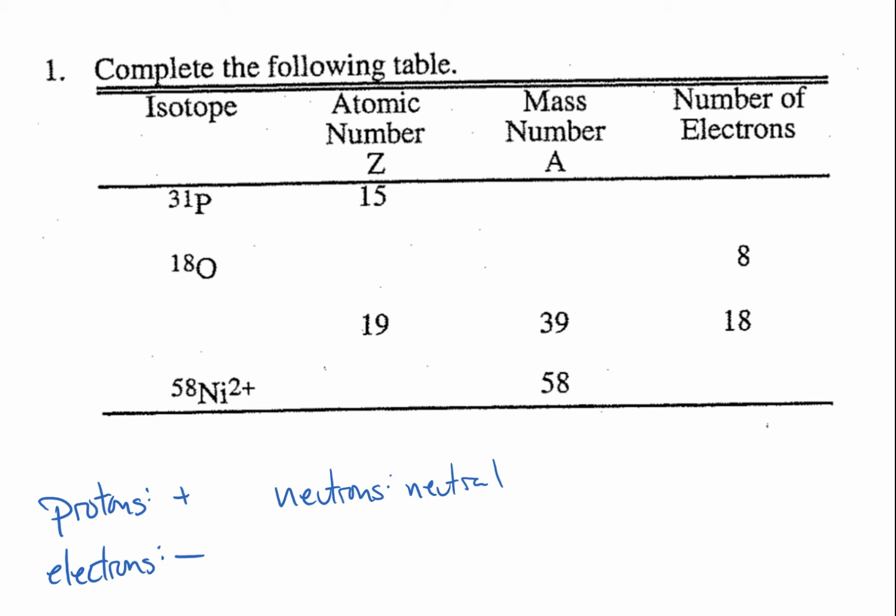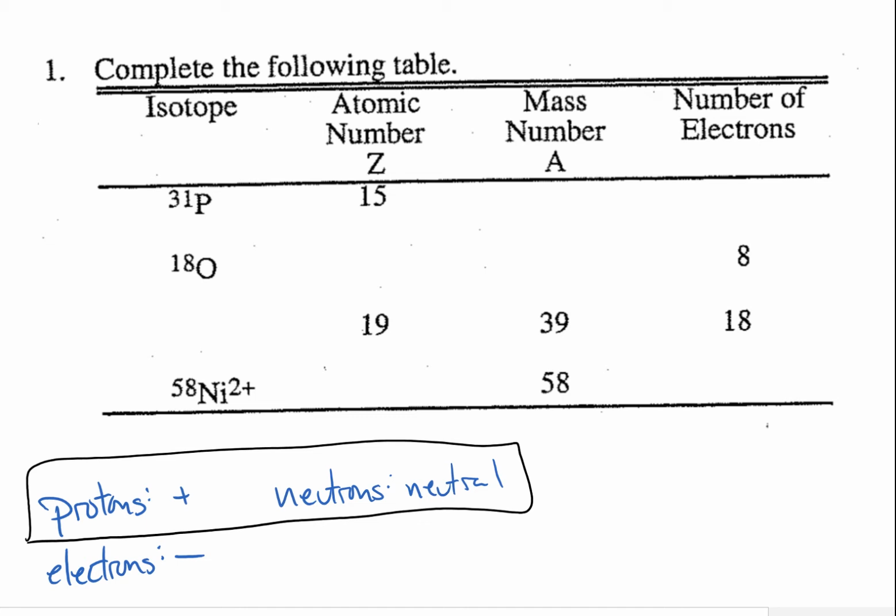Remember as well that protons and neutrons are heavy, and they contribute to the mass of the atom. Electrons are very light. So look at the chart above now. We have 4 different columns: isotopes, atomic numbers, mass numbers, and number of electrons. I'd actually like to add in one additional column, which is the number of neutrons, represented here by N.